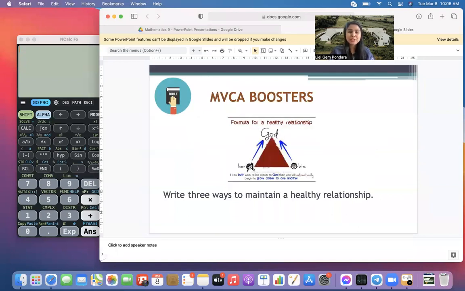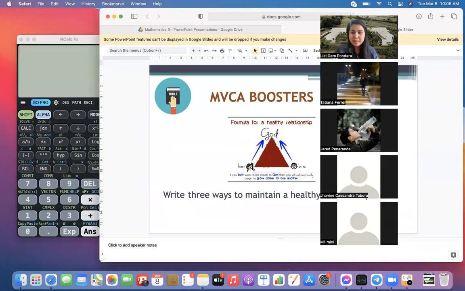Your MVCA booster today is to reflect on this diagram. You see here the formula for a healthy relationship is to have God at the center. You need to write 3 ways to maintain a healthy relationship.